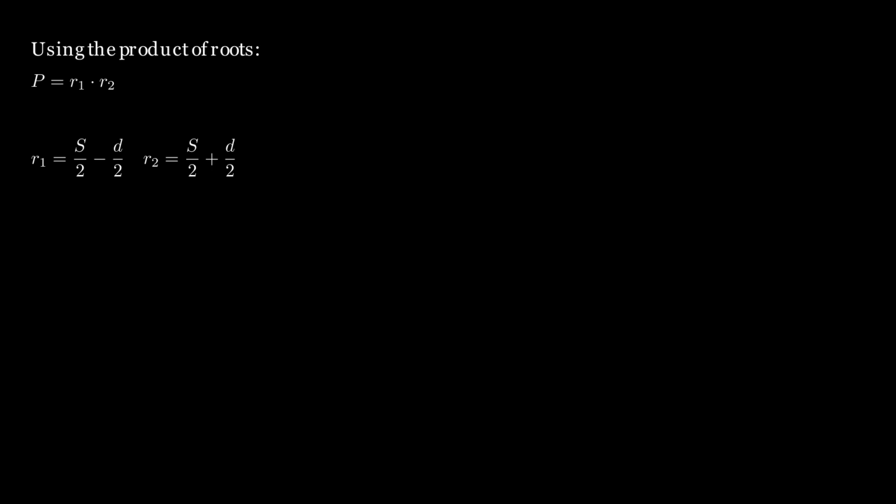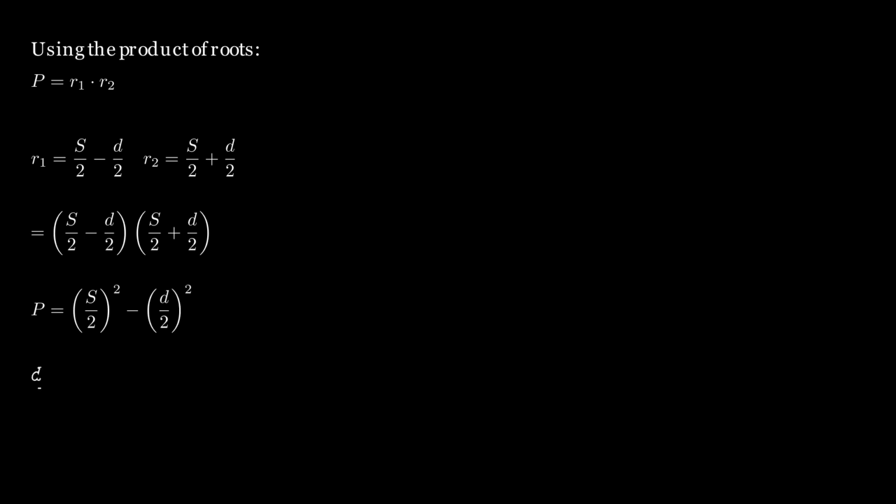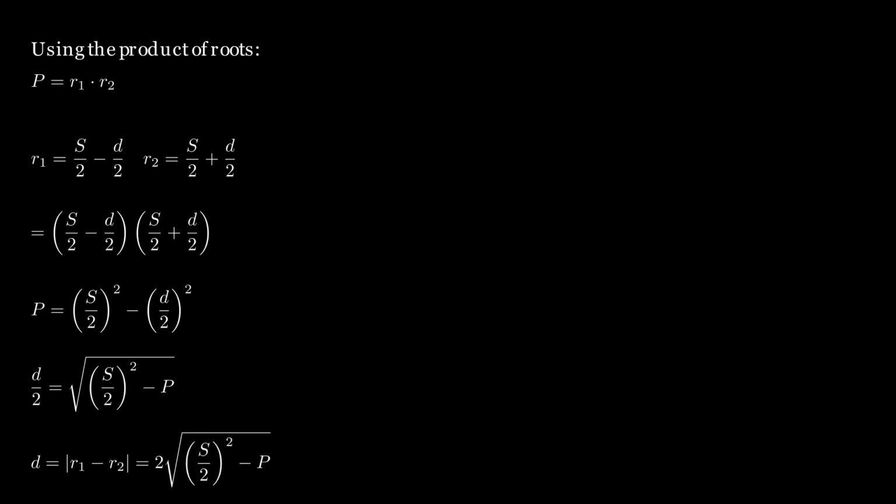The product of the roots is now rewritten as follows. This yields the result, using the difference of squares identity. Now we isolate the distance over 2. So the full distance between the roots is twice the square root of (s/2) squared minus p.